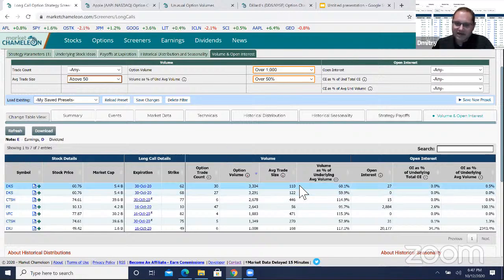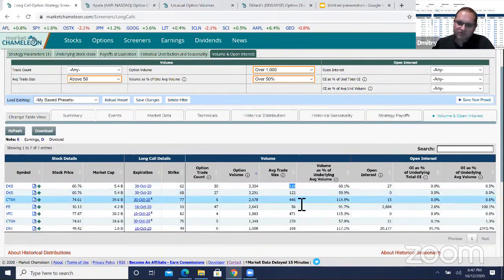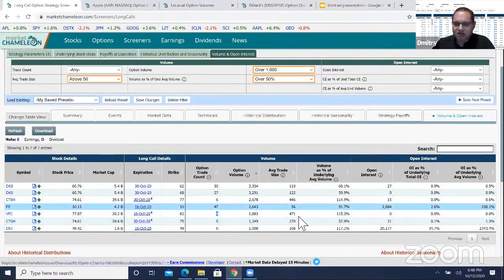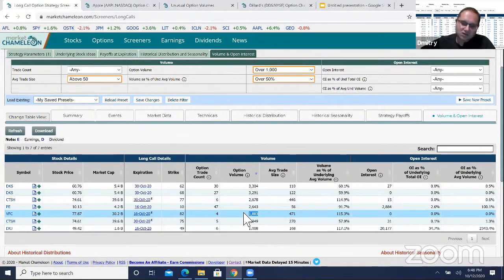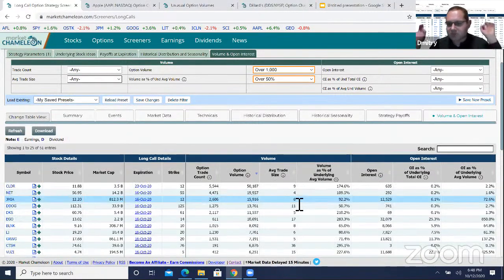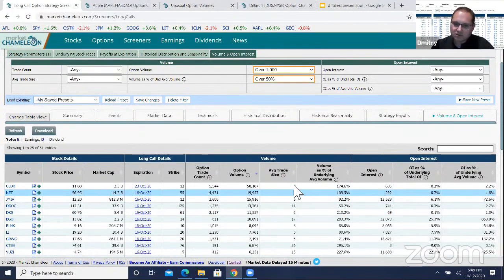So over here, we see the average size is 110, 446, 471. This is probably telling me not a lot: only four trades on that contract for a volume of 1,883. So most likely those were big trades, right? Somebody made some big trades. The other ones were distributed amongst many small trades. So many retail traders, or whatever it is, many different traders are coming in, trading it throughout the day. That's what this is telling us, okay?